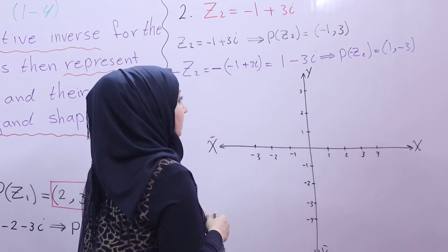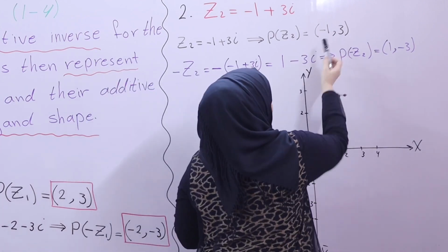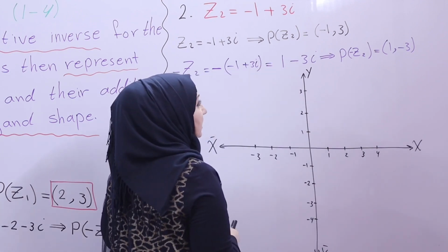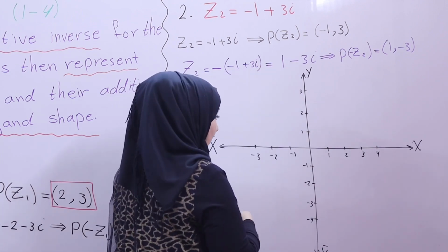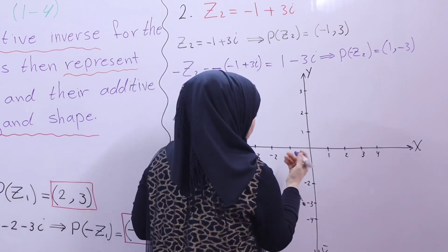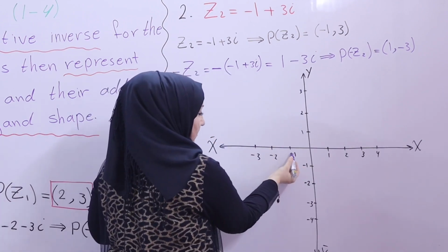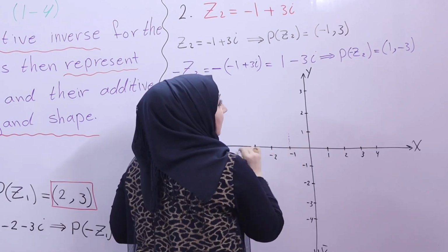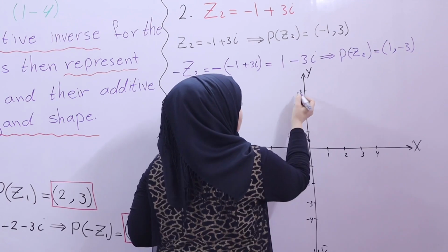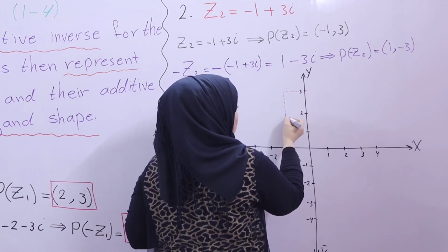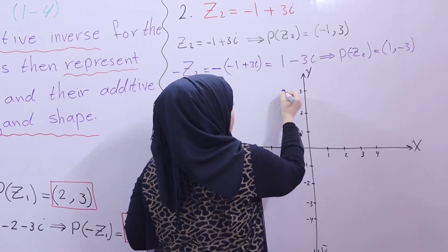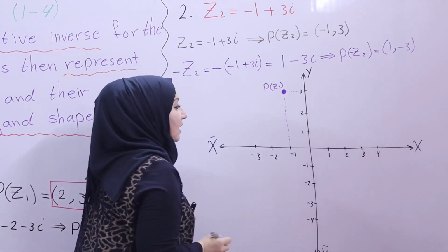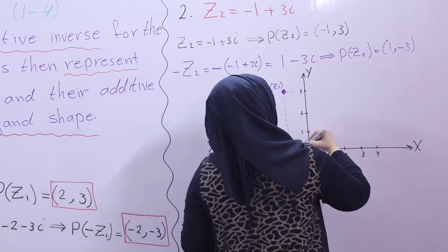Now, the first ordered pair we want to represent is the point of Z2, which is (-1, 3). So the x coordinate is -1, and the y coordinate is +3. So the point will be here. This point represents Z2. And now we will draw the Argand shape.